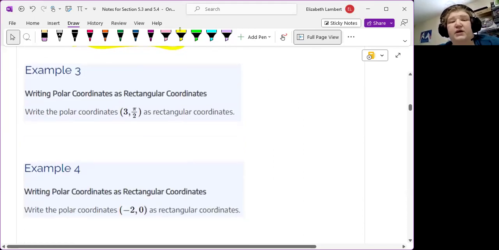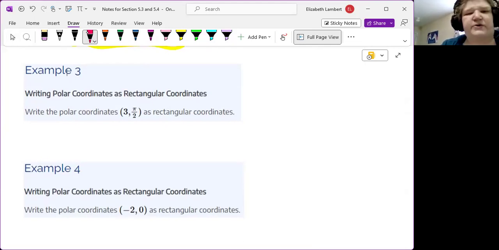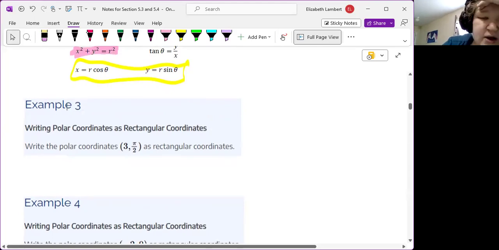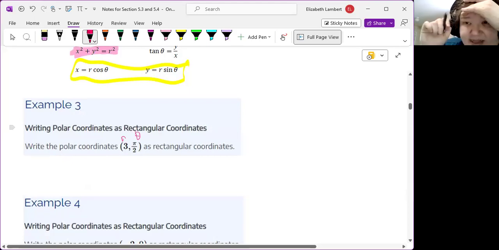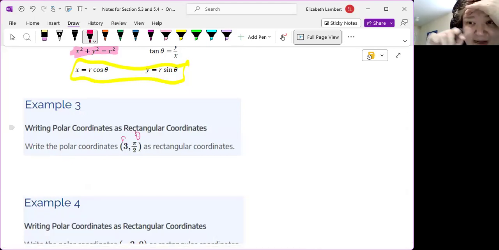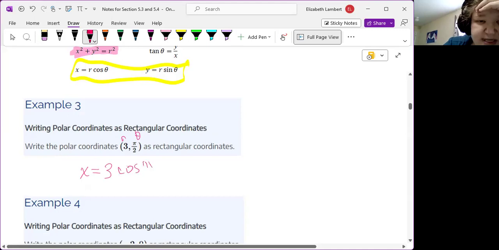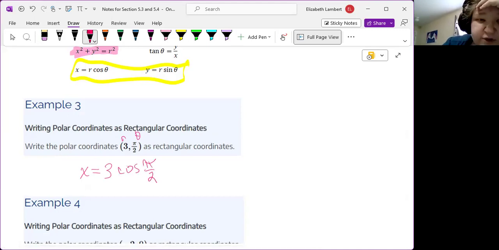All right, so now I have polar coordinates, write the rectangular. We literally are going to use those yellow highlighted formulas. So this is r, this is theta. I tend to write that anytime I have polar to remind myself, this is an r and a theta, this is not an x and a y. So x is 3 cosine pi over 2. Cosine of pi over 2 is 0.